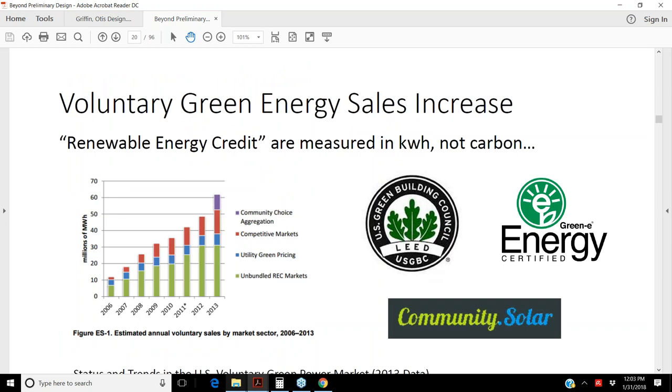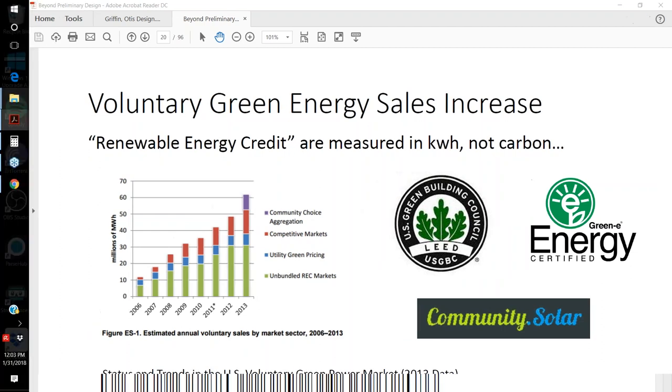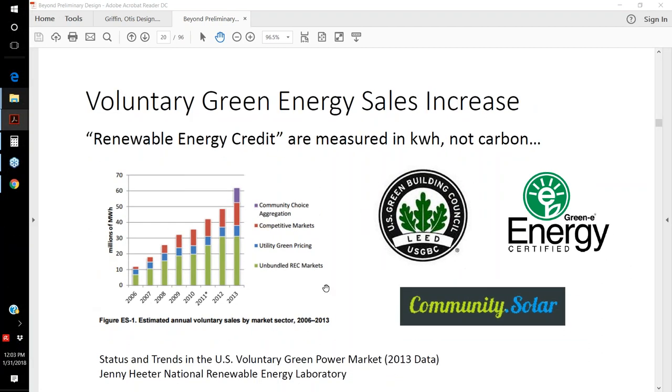And in the past, this desire to purchase voluntary green energy has not been served by community solar, but instead has been served by voluntary green energy sales. And there are a couple of different ways to buy these RECs. You can buy them from the utility. You can buy them in unbundled markets.